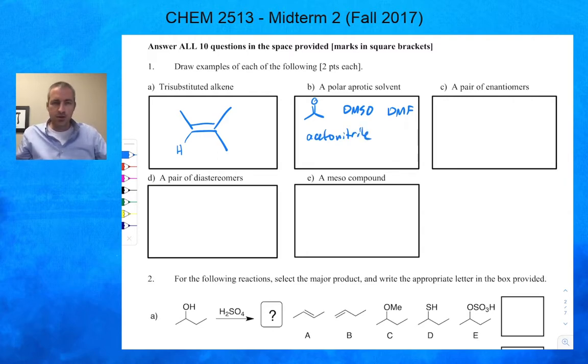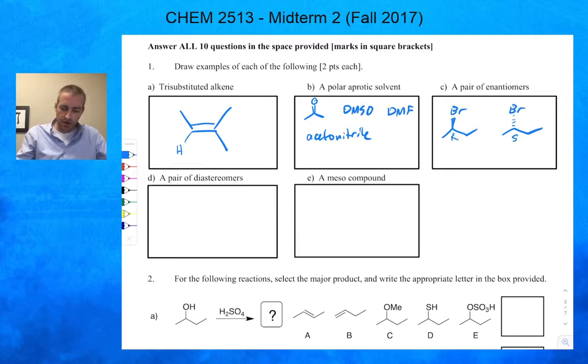Pair of enantiomers, these are 2 molecules that are chiral and mirror images of each other. So maybe something like this, and its mirror image. This one's R and this one's S. Pair of diastereomers, these are often cis-trans pairs. So an example could be a trans and a cis alkene.